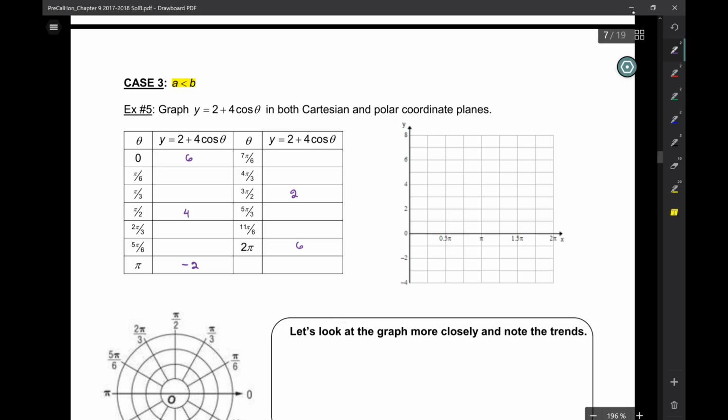Wait, why is it 4 at pi over 2? For which one? Pi over 2. Oh, it's 2. I think it is 2, yeah, that makes sense. It's 4 here. So we go from 6 to 2 to -2, back up to 2, and then 6. All right, so this is what it looks like.